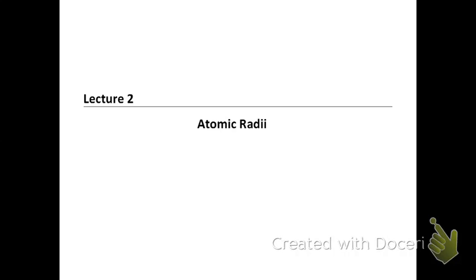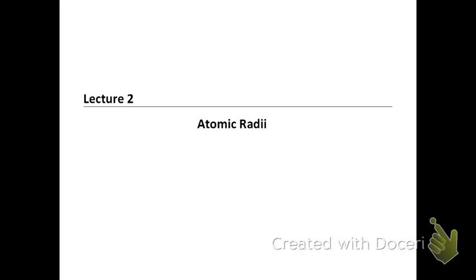Alright, welcome to Lecture 2 on atomic radii. This lecture is just going to be a continuation of our periodicity unit, and really a continuation of Lecture 1 for sure. If you recall from Lecture 1, we talked about effective nuclear charge and the shielding effect and repulsion between the inner electrons and the valence electron shells.